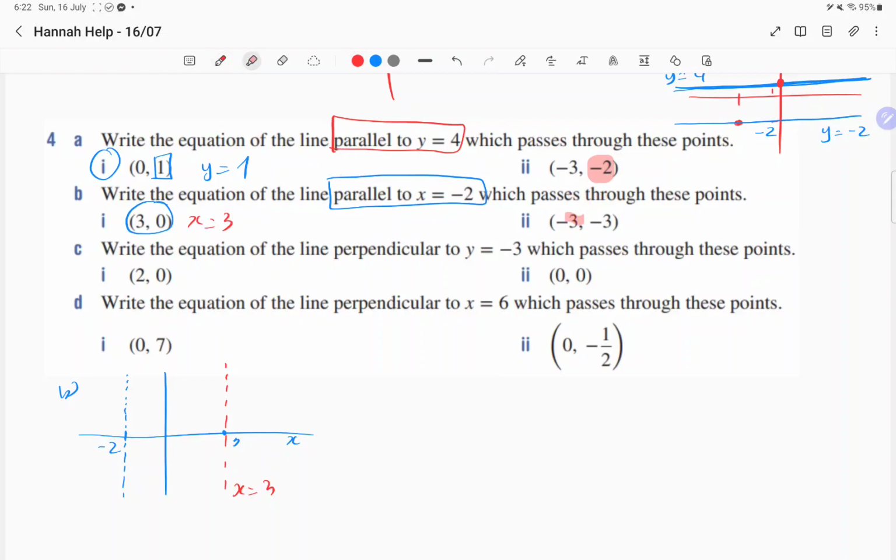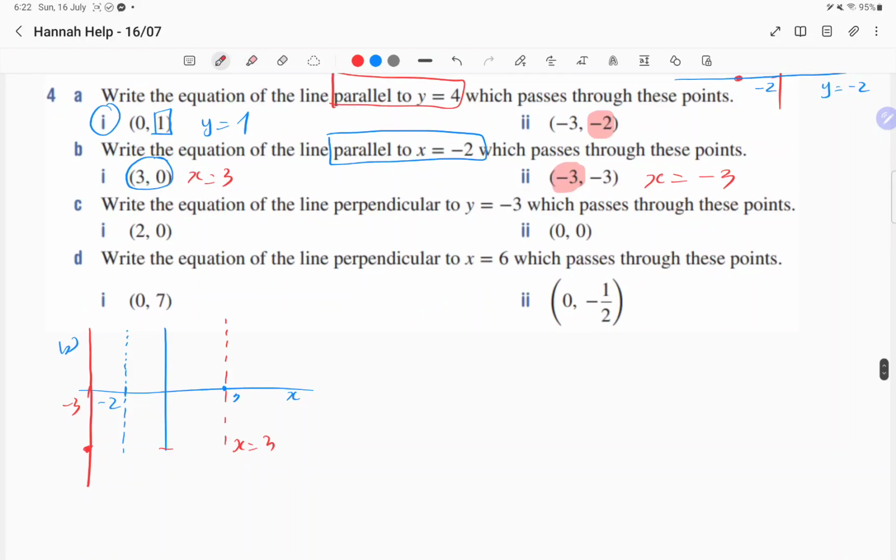And similarly, if you look at the point -3, -3, x is -3, y is -3. A vertical line passing through that is simply the vertical line with the equation x equals -3, because that's every single point where the x coordinate is -3.